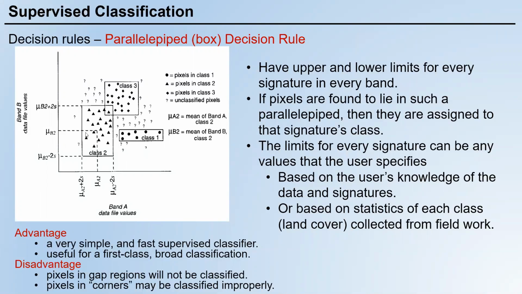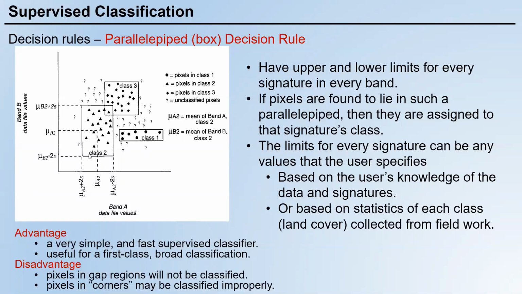Class 3, class 1, class 2, and each one includes a specific number of pixels. Of course, these pixels are portrayed by different shapes, so you can easily recognize them. For each box, there is a center. For example, for class 2, we have a center here, which has a mu A2 value and mu B2 value. This is the center of the box. It's not necessarily overlapping a specific pixel, but that's it.